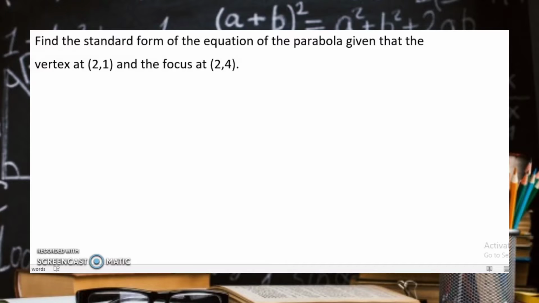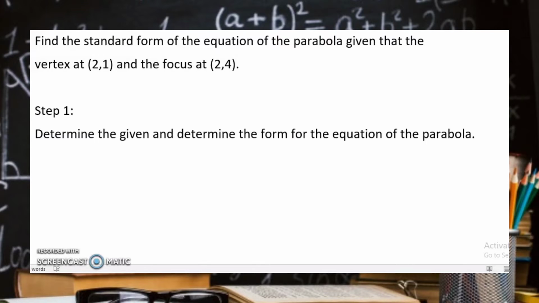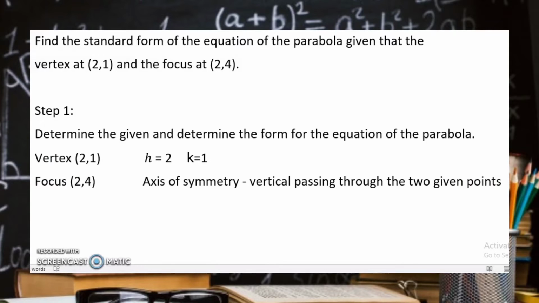Here's another example. Find the standard form of the equation of the parabola given that the vertex is at (2, 1) and the focus is at (2, 4). So first, we determine the given and determine the form for the equation of the parabola. Given the vertex at (2, 1), we have h equals 2 and k equals 1, with the focus at (2, 4). We can say that the axis of symmetry is vertical, passing through the two given points. So, we're going to use this equation.